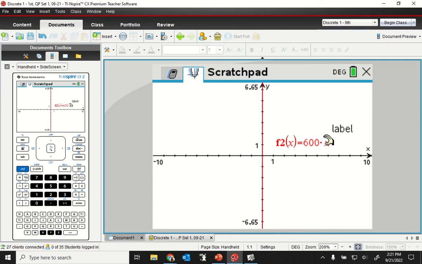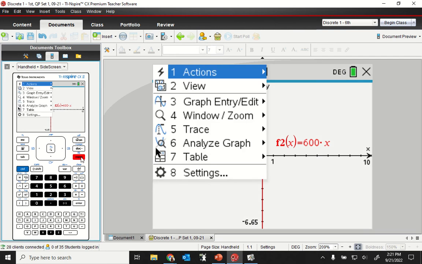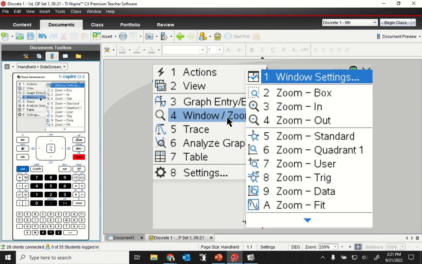Now from here, I want to be able to see it. I can't see it though. So I know you guys are writing these steps down because they're important, especially on this problem here. Menu. And what do you think I need to change? Window. And there's a couple things I'm going to do. I'm going to go straight to window settings on this.